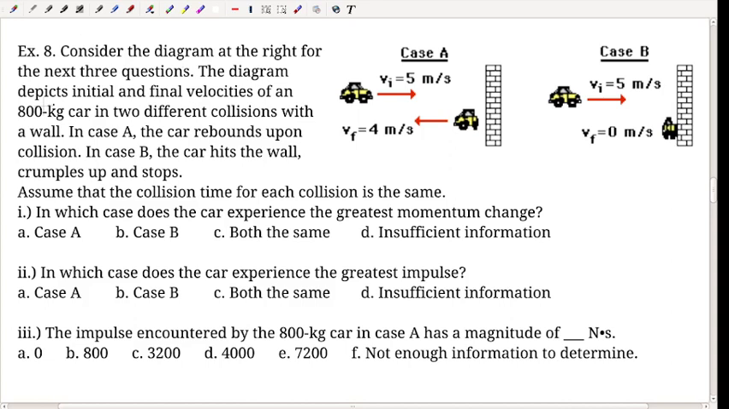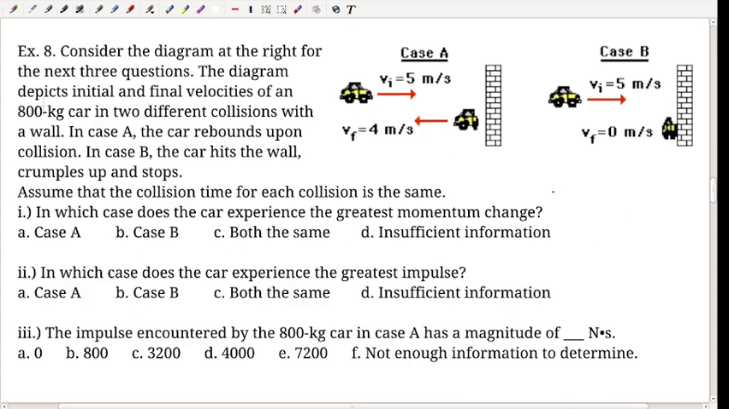The diagram depicts initial and final velocities of an 800 kilogram car in 2 different collisions with a wall. In case A, the car rebounds upon collision. In case B, the car hits the wall, crumples up, and stops. Assume that the collision time for each collision is the same, so same amount of time. In which case does the car experience the greatest momentum change? Well, we could actually calculate that in both cases.